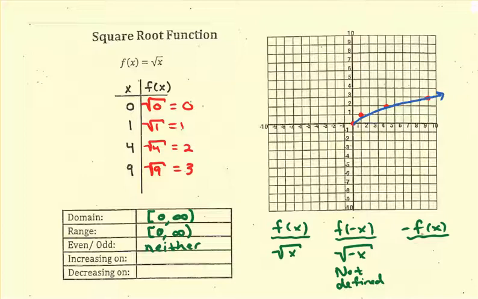As for negative f of x, we just put the negative in front of the square root. Okay, and even visually, you'll see that neither of these expressions are equal to each other. They all look a little bit different. So we wouldn't be able to say that f of x equals f of negative x, nor would we be able to say that f of negative x is equal to negative f of x. So there's some analytic evidence that this function is a neither function as well.